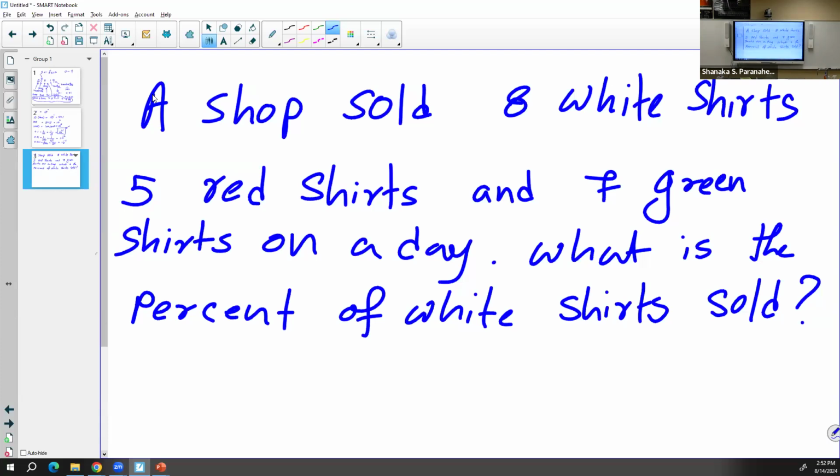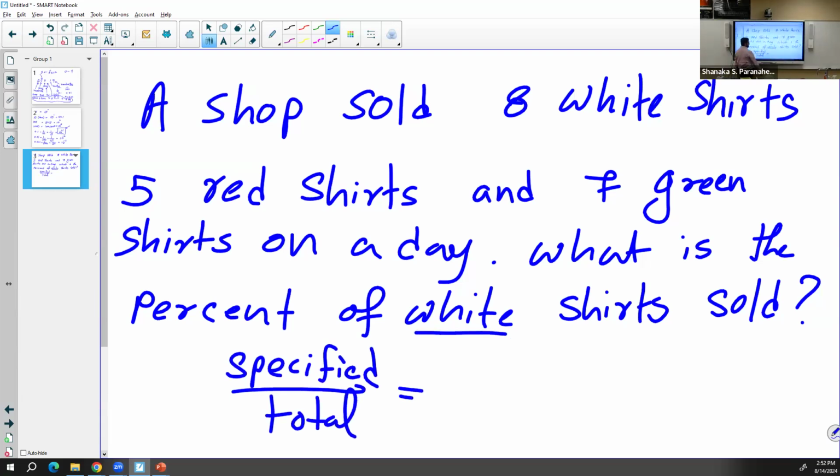Good. So in this question, I did not give you the total. But it's always specified over total. Specified is white shirts, 8, and total is not explicitly mentioned in the question, but it's 8 plus 5, 13, 13 plus 7 is 20. The shop sold 20 shirts. That's 100.